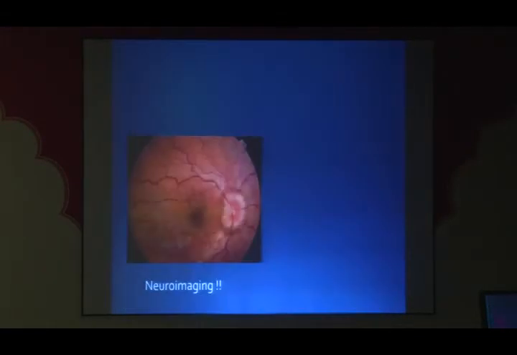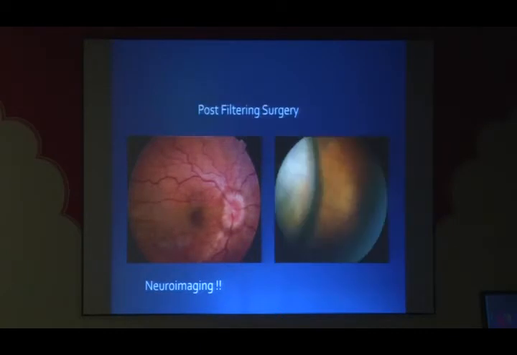This is a case which my resident wanted to do neuroimaging for, striae at the macula and a disc edema like picture, and this was deferred for a week. The patient could not afford an MRI imaging of the brain, and therefore when he came back the next time, I looked at the periphery when the pupil dilated better than the previous visit and found that he had a choroidal detachment and he had a history of a post-filtering surgery. So I think we should also keep this in mind.